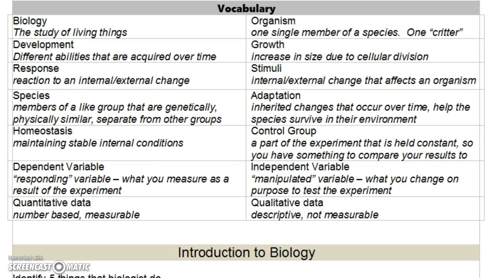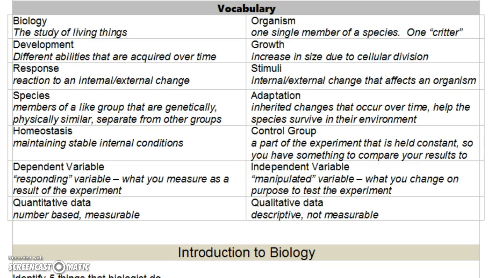That's stimuli. Species, that's a group that are genetically and physically similar, and they're separate from other groups. So, for example, squirrels are a species separate from chipmunks. They don't interbreed, they're genetically different, physically different from each other, but all squirrels that are members of the same species are going to be genetically and physically similar. Adaptations are inherited changes that occur over time, and they help us survive in our environment. Homeostasis, you should know, it's maintaining stable internal conditions.